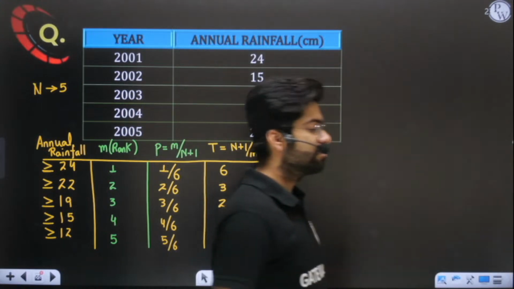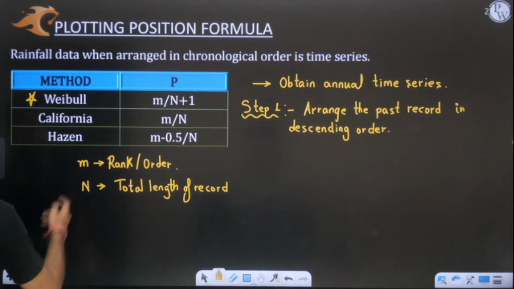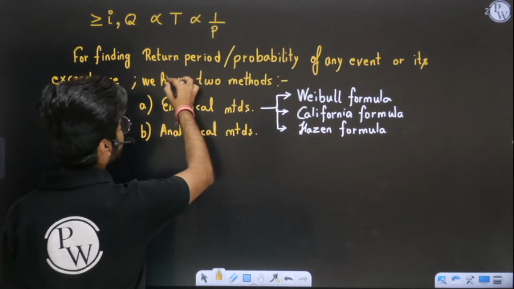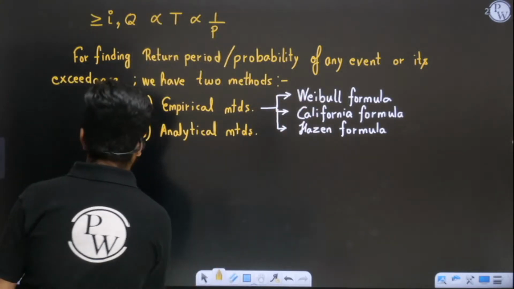So this is the concept of empirical formulas. With the help of an empirical formula, you can simply find the return period or probability of any event. Okay, and those events are already tabulated in the table.